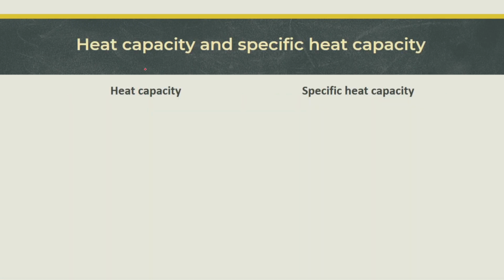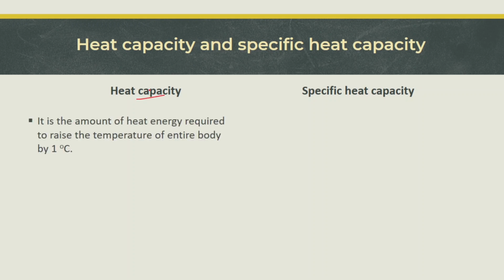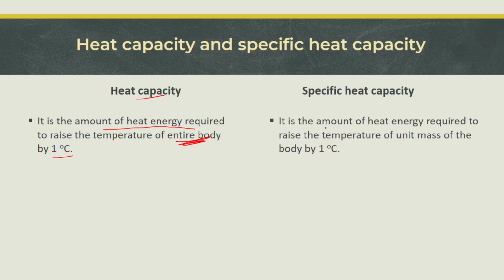Let us quickly check out the differences between heat capacity and specific heat capacity. So first of all, heat capacity is nothing but the amount of heat energy required to raise the temperature of the entire body by 1 degree Celsius or 1 Kelvin. And for specific heat capacity, it is the amount of heat energy required to raise the temperature of unit mass, per kg or per gram of the body, by 1 degree Celsius or 1 Kelvin.